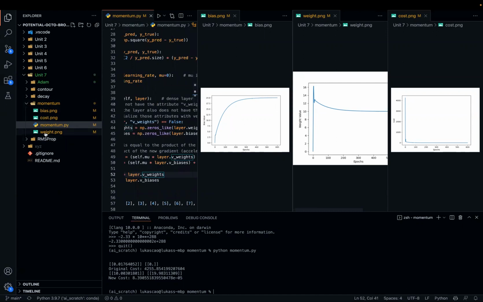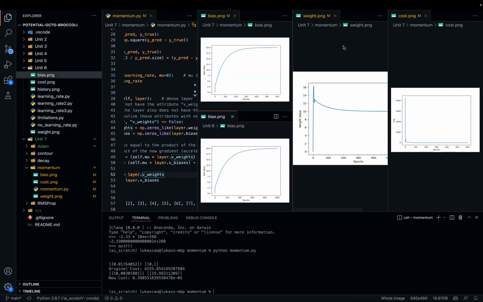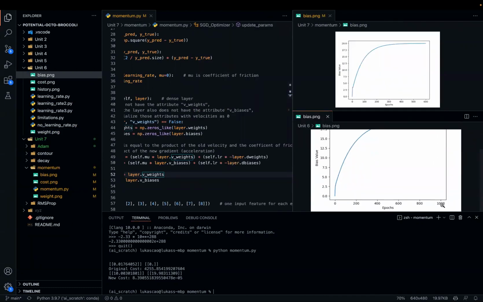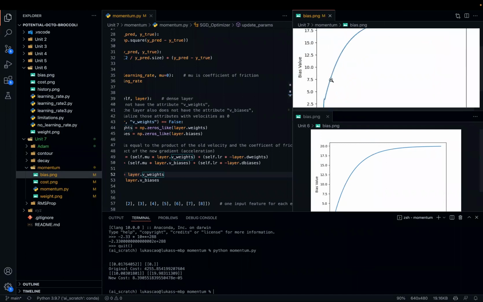So let me see. If you compare the bias that we had before, you see that over here, it took 10,000 epochs to get to 20 for the bias. But then over here, it only took 600. And that's what happens with momentum, because it's like a simulation of a ball rolling down a hill. Because at the very beginning, the ball increases its speed very fast, which is what's happening over here. It's increasing its value really fast.